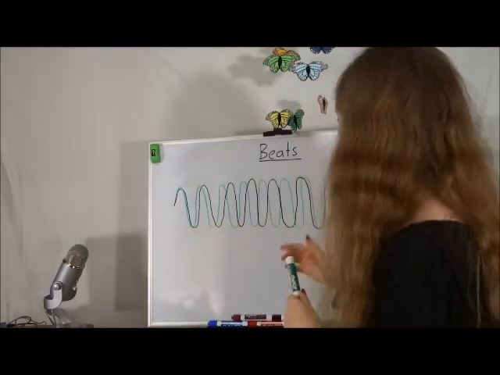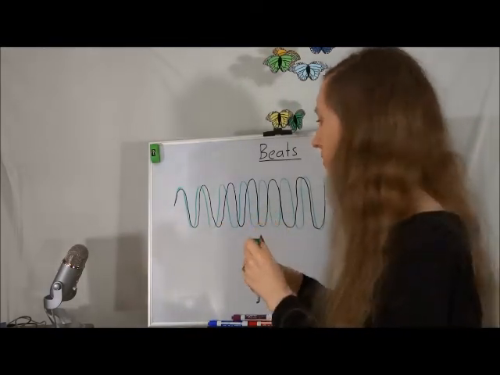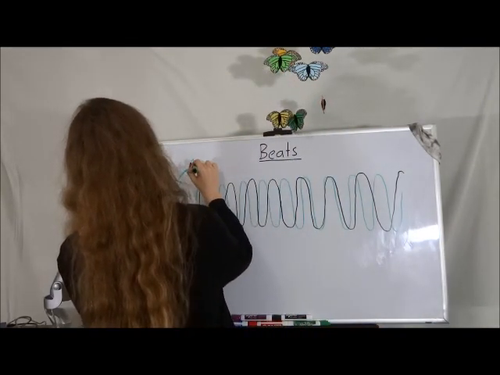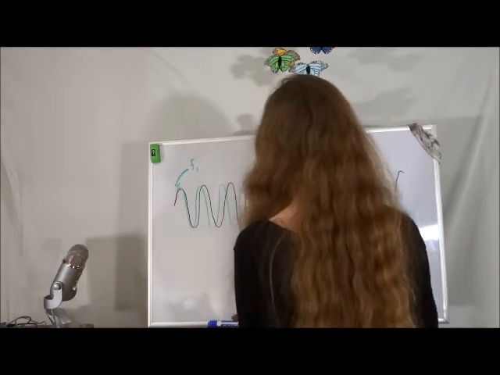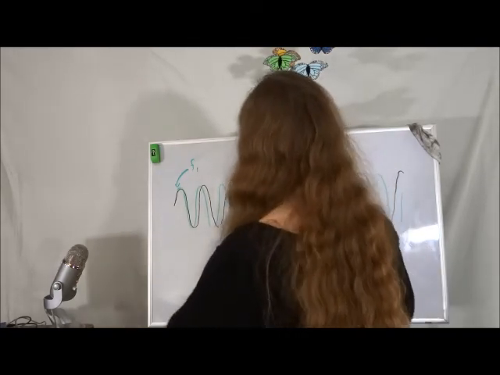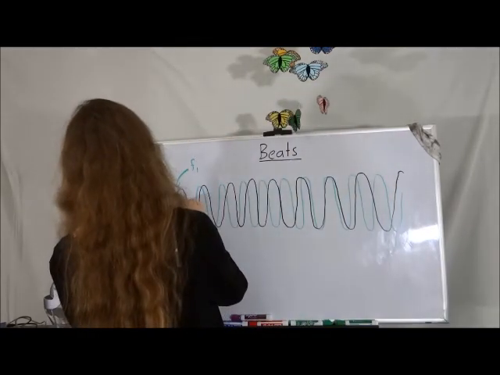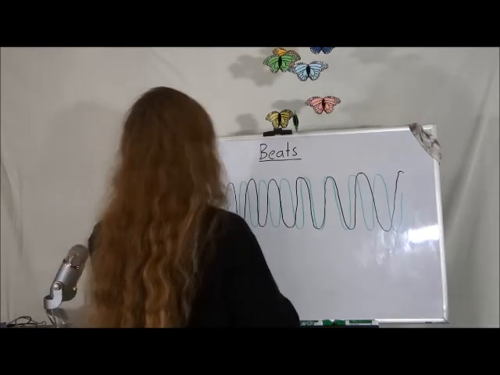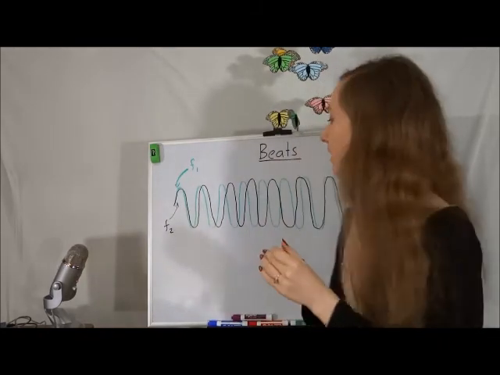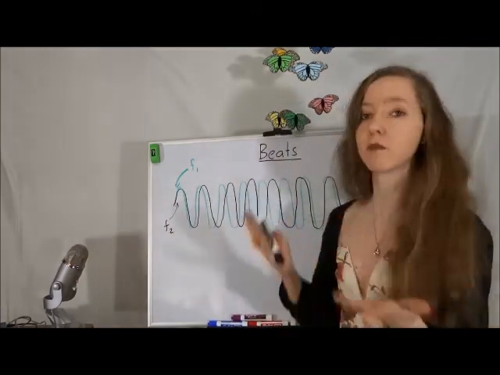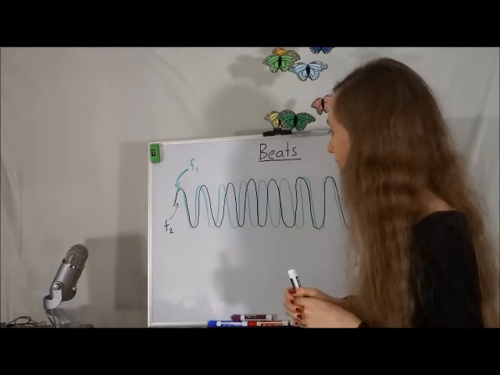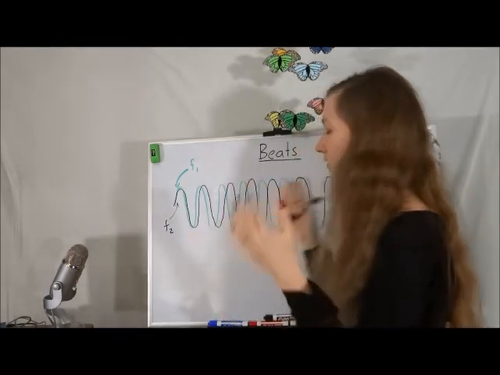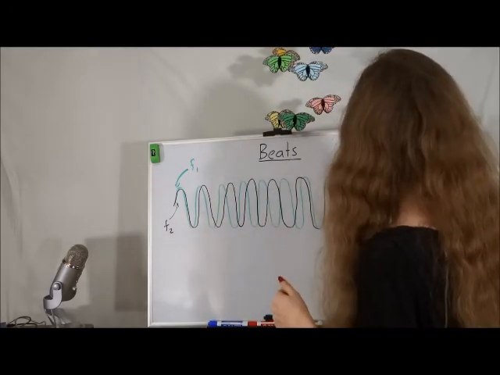So we have two waves here, and the green one we're going to say has frequency F1. And the black one we'll say has frequency F2. We don't know what those frequencies are, but we can tell because they have different wavelengths that they must correspondingly have different frequencies.